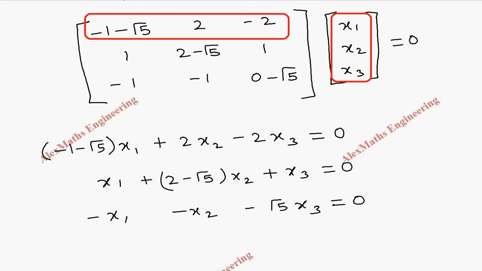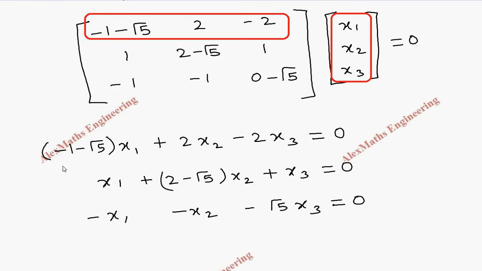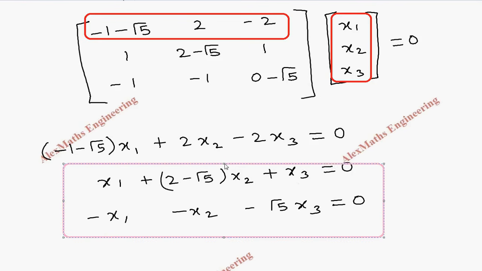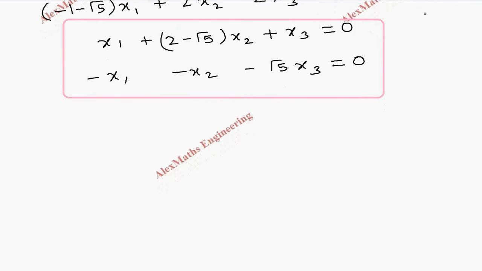We are going to take any two equations. Let's take the second and third, which will be somewhat better, because the first equation has the terms minus 1 minus root 5 and 2 minus root 5, where the coefficient has two terms, whereas otherwise the rest of the terms have one number as a coefficient. So I am taking the second and third. We are going to use the cross multiplication method.